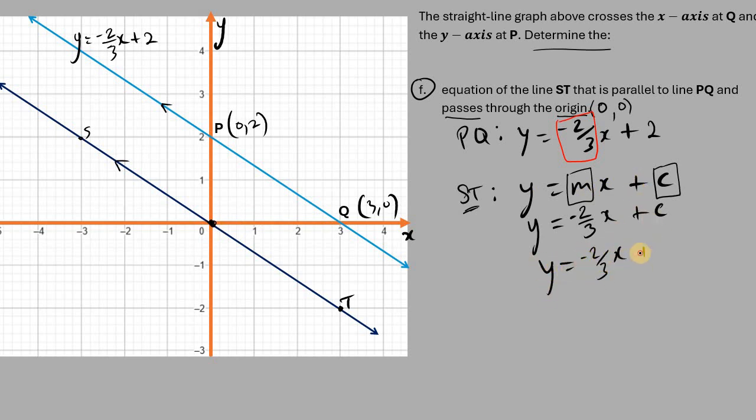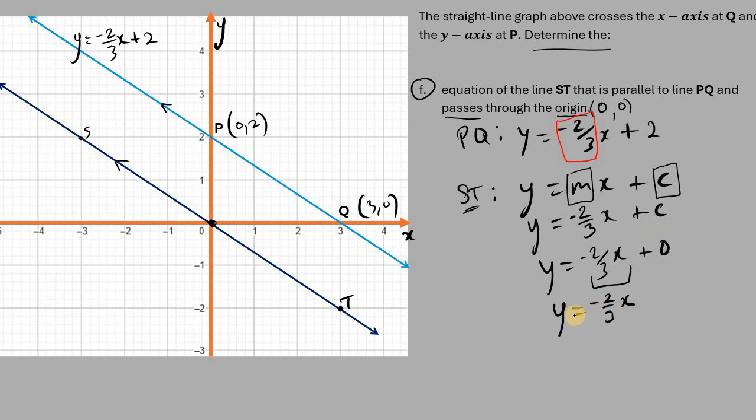replace C with 0. Now, of course, if you're adding 0 to any quantity, you're going to get back that same quantity, isn't it? So I can simply write this equation as y equals negative 2/3 x. We do not need to put the plus 0, because adding 0 to this quantity will give us back the same quantity. It's like saying 3 plus 0. Do I leave it as that? No, I can just put 3. That means the plus 0 is not necessary as the final answer. The same thing with the negative 2/3 x plus 0. The plus 0 is not necessary as part of the final answer.